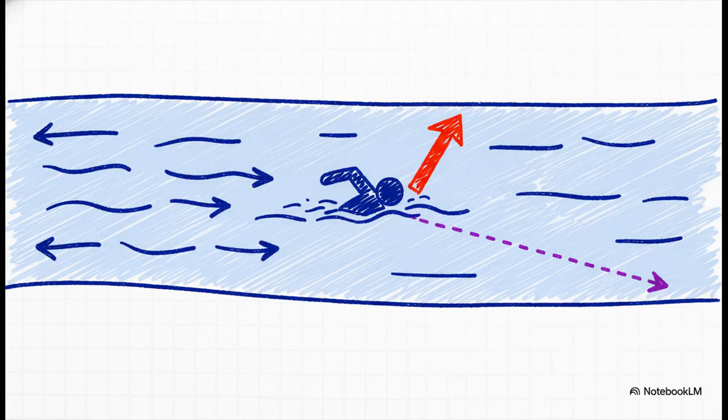Or what about a swimmer who's trying to get to the other side of a river? They have their own force, pushing them forward. But at the same time, the river has its own force, the current, pushing them downstream. We can actually use two different vectors to show both of these forces working at the exact same time.